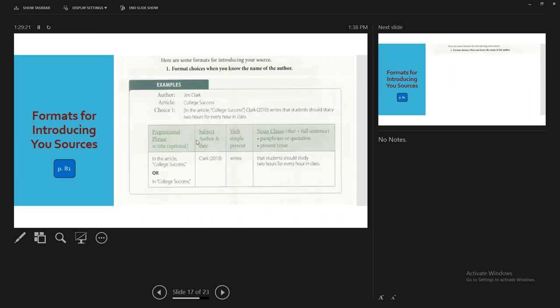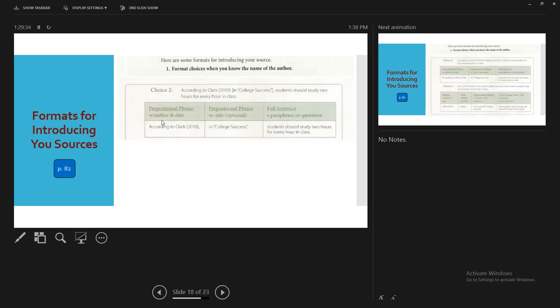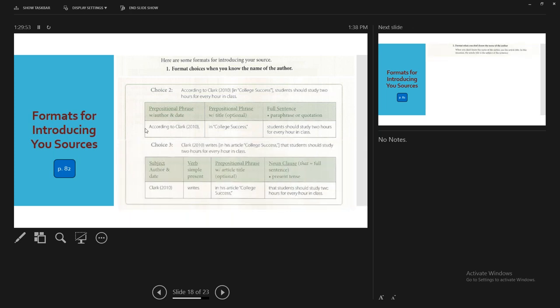Okay. Again, quickly, the first choice, as you can see, we start with the prepositional phrase, in the article or in, and directly the name, and then you introduce the name, the reporting verb, and so on. Second one, again, we have a prepositional phrase, but instead of "in his article" or "in the article," we use "according to," and then you mention the title of the source and you paraphrase it. The third one, we don't start with a prepositional phrase, okay? We start with the name of the author and the date, then the verb, and then we have a prepositional phrase after the reporting verb, okay? And then the last one will be the noun clause or the paraphrase part. This is the first format, if you know the name of the author. Any question about it? So we have three choices if we know the name of the author.